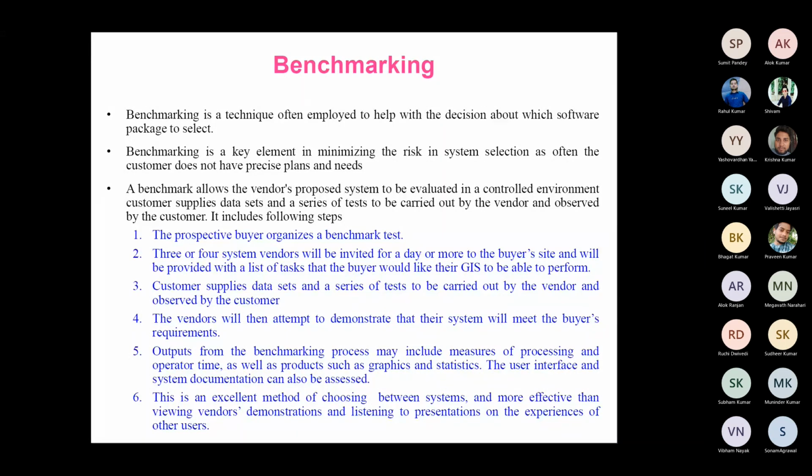Instead of the reverse process in which the buyer goes to the vendor side, in this one, the vendors are invited at the buyer's side. The data is given by the buyer. The required analysis is told by the buyer. The vendors will execute that in front of the buyers. And the buyers could do the comparison on the demonstration. They can compare the user interface. They can compare the documentation. They could compare the speed and other things. And later on, they can make a decision.